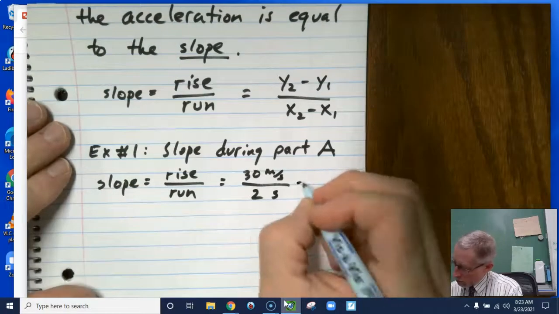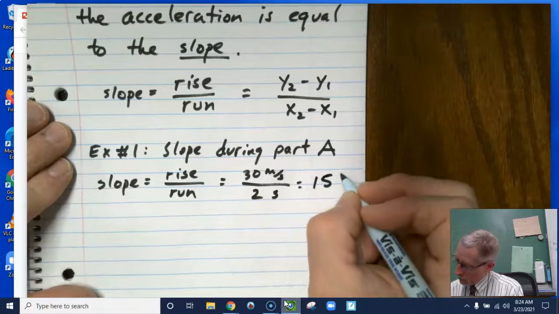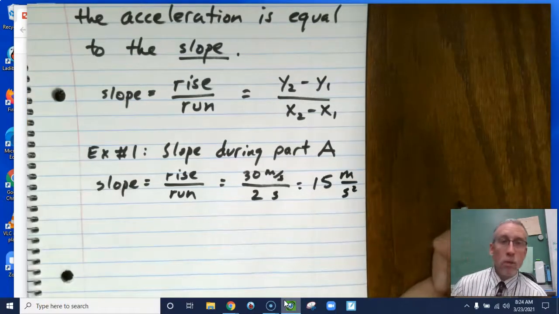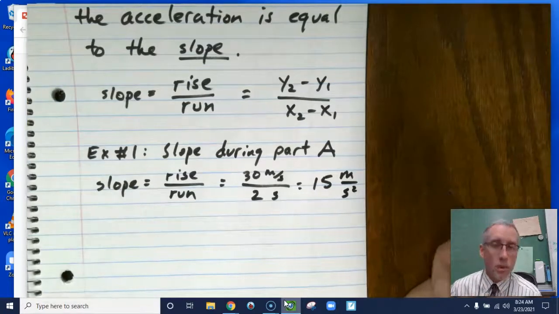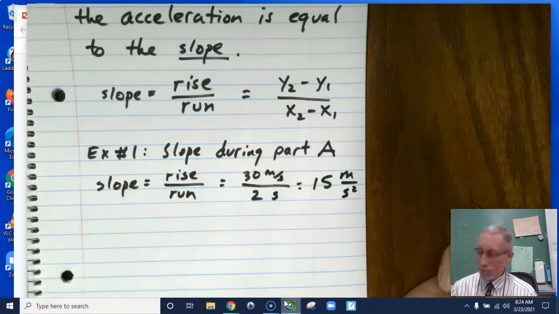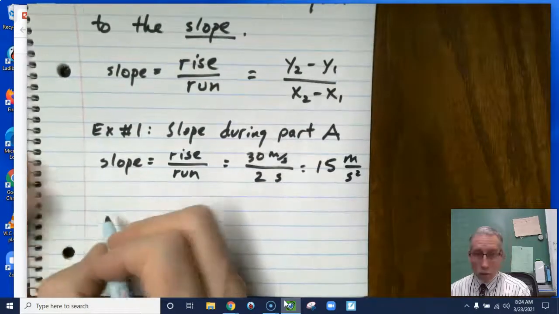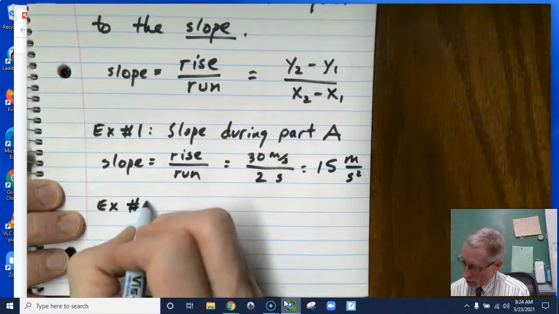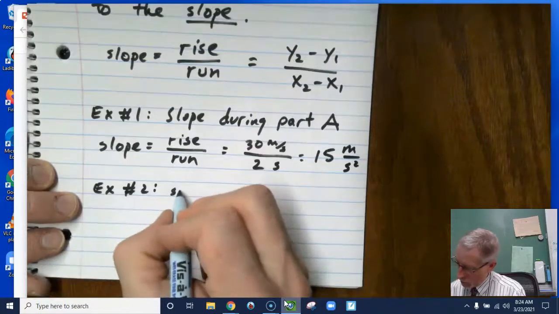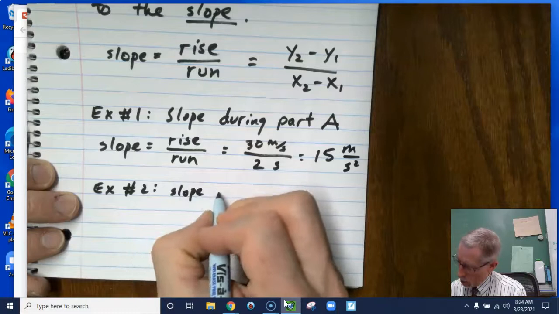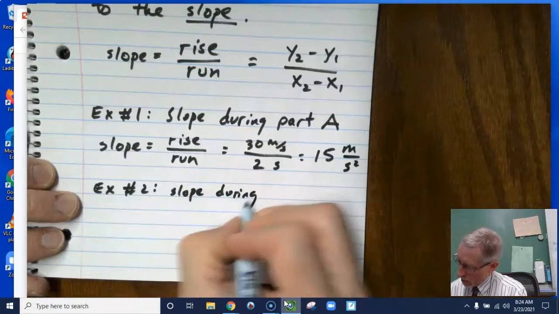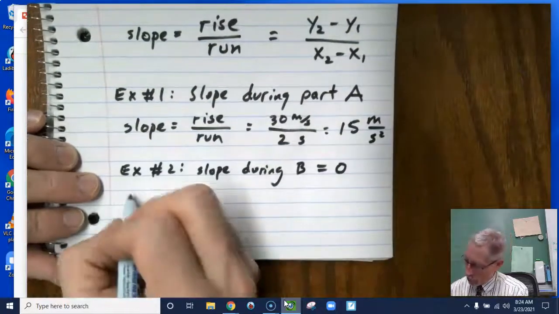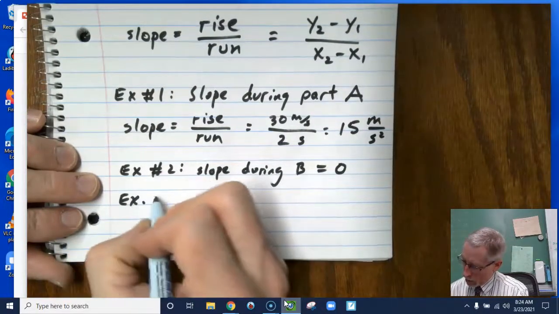So if we divide those, we get 15, and what I hope are kind of familiar units for acceleration, meters per second, or meters per second squared. Okay? By all means, you can rewind and go back and look at that graph again. Example 2, slope during B. And I'm not going to have you show work for that because it's just 0 since it's flat. I don't want to take time for that.